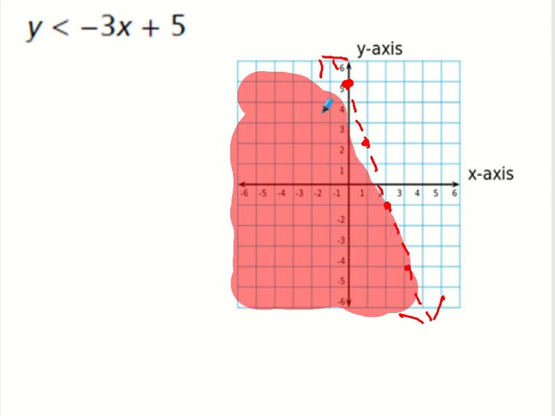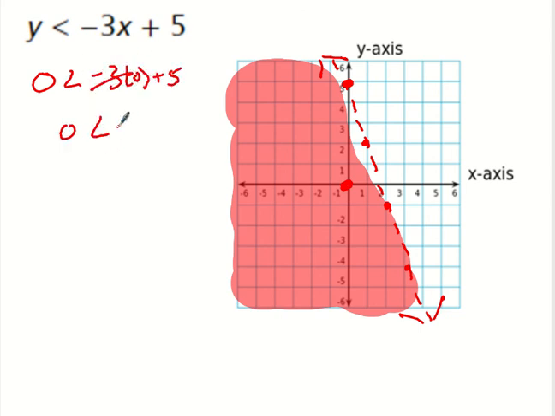Now, again, if we have a hard time realizing if it's below or above, check a point. And the point test will make sure that you do it right every time. So I can always check the point 0, 0. Does 0, 0 work? Well, let's see. That goes away. Is 0 less than 5? Yes, it is. So therefore, 0, 0 is part of the solution. So I shaded on the correct side of the line.